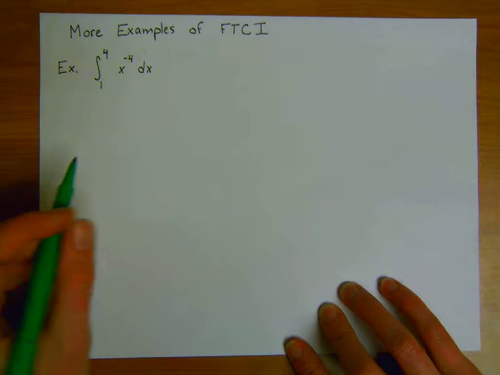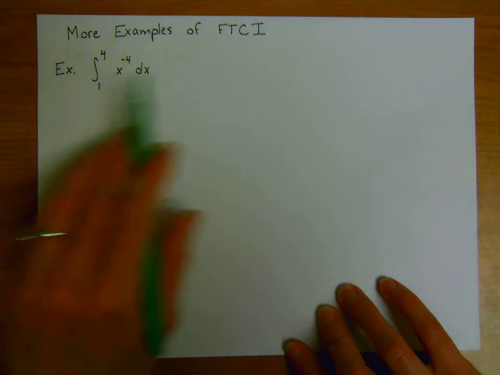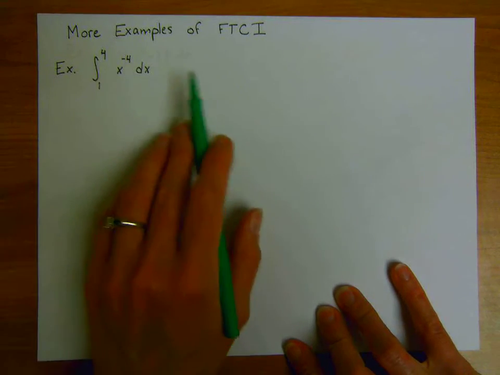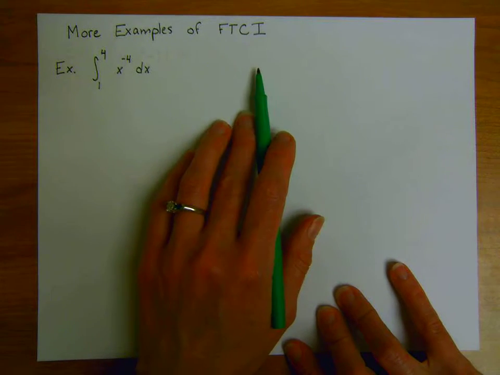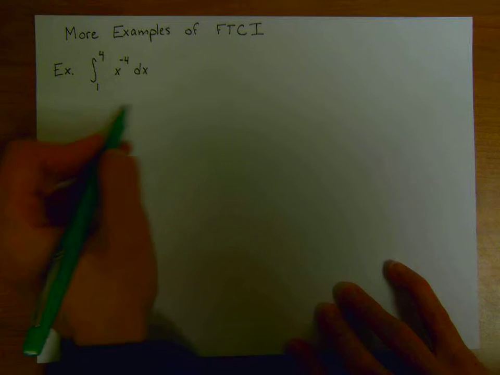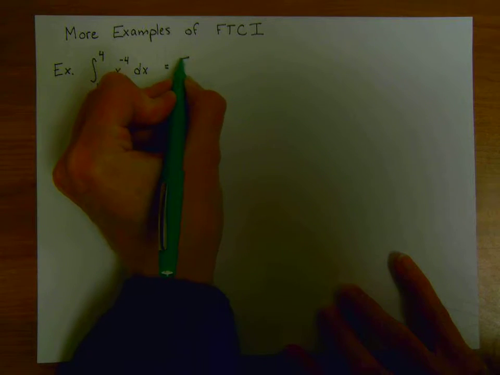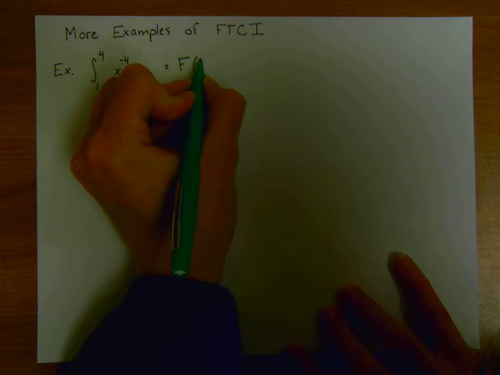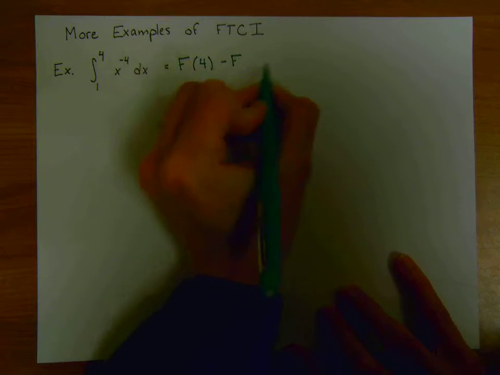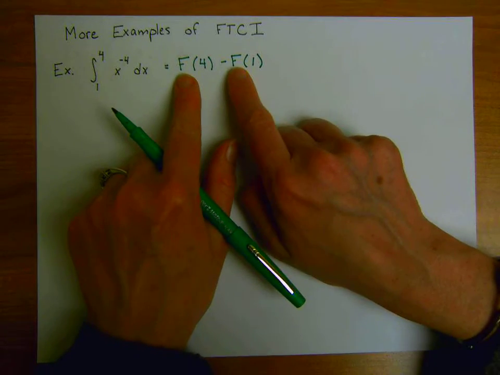In this video, I'm going to give a few more examples of the fundamental theorem of calculus, part 1. This is the application where I'm finding definite integrals by looking at the net change in the antiderivative. So it's always the case that in order to compute this definite integral, I know that it's going to be equal to the net change in an antiderivative function, capital F of 4 minus capital F of 1. And the only trick is that I have to find out what F is.